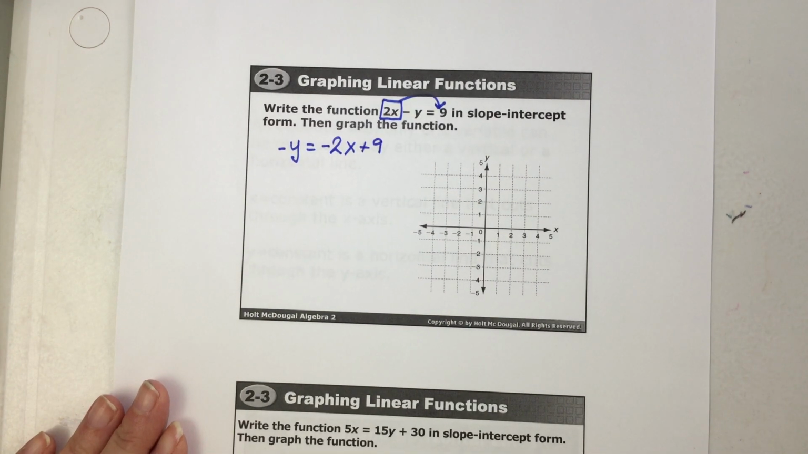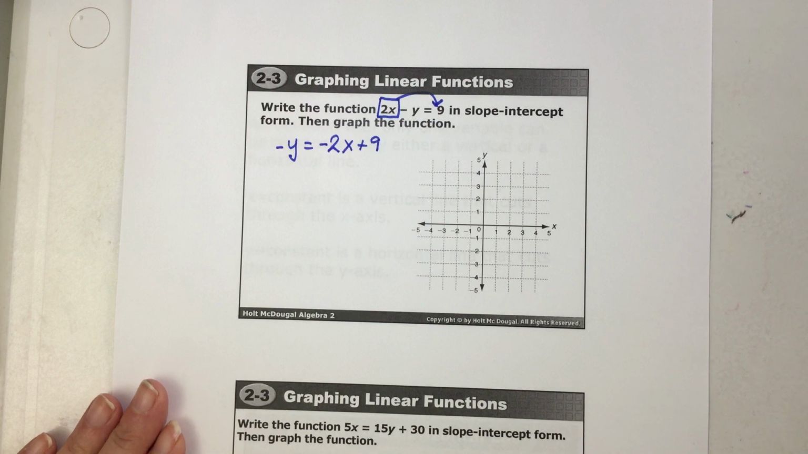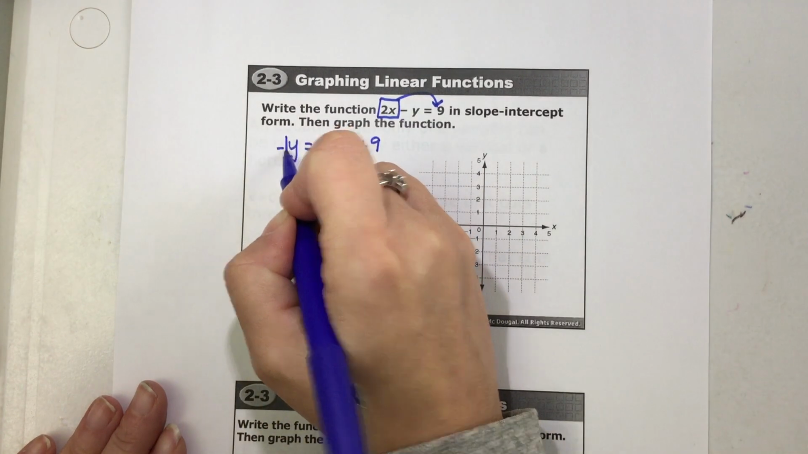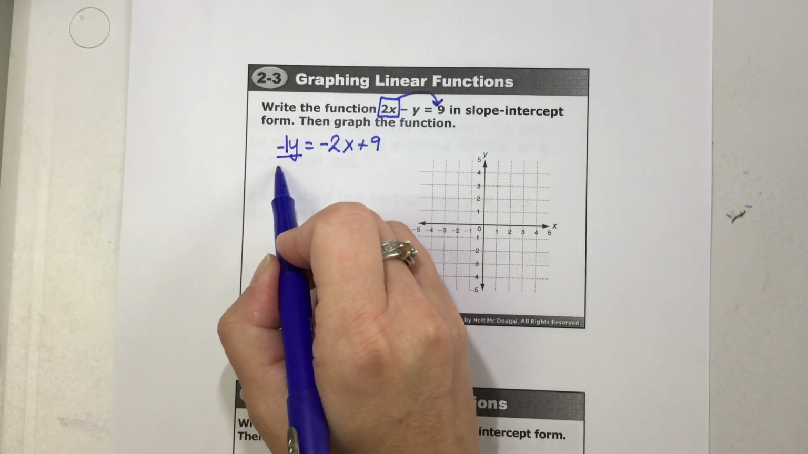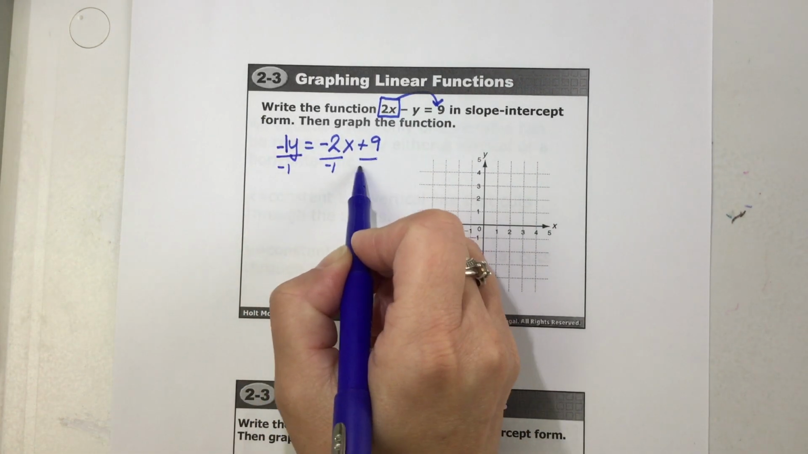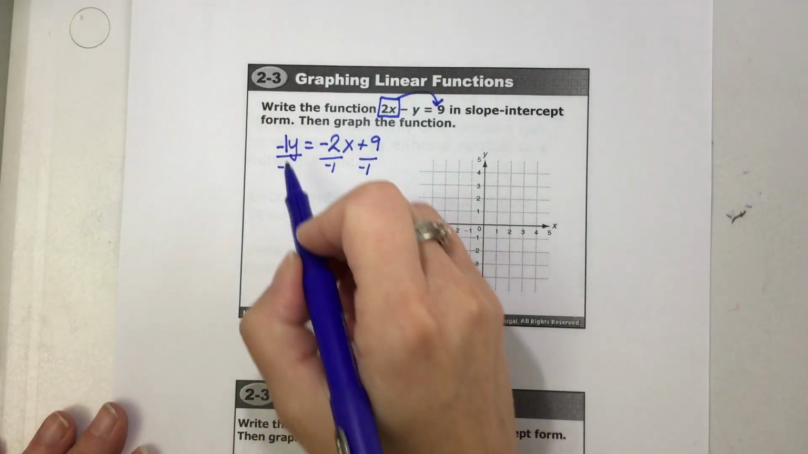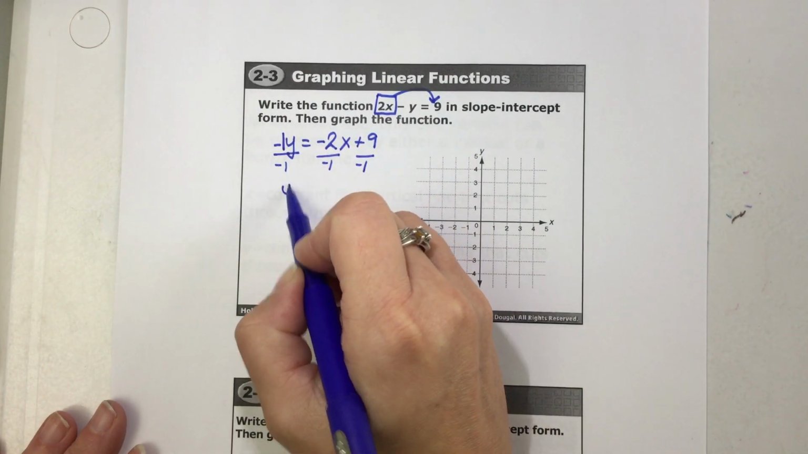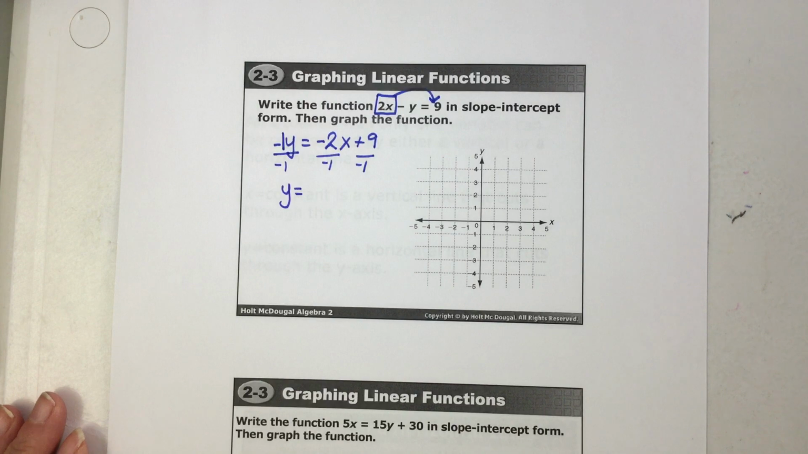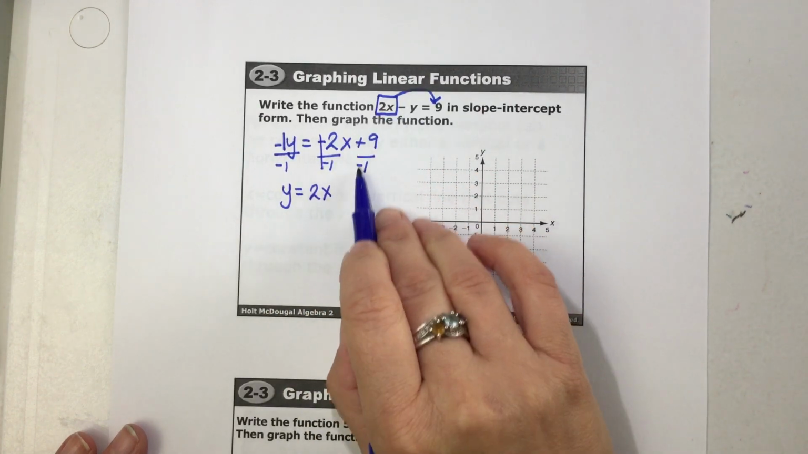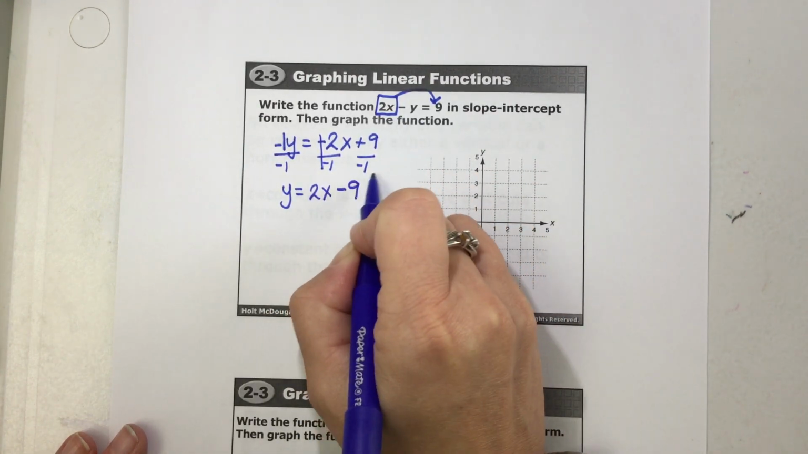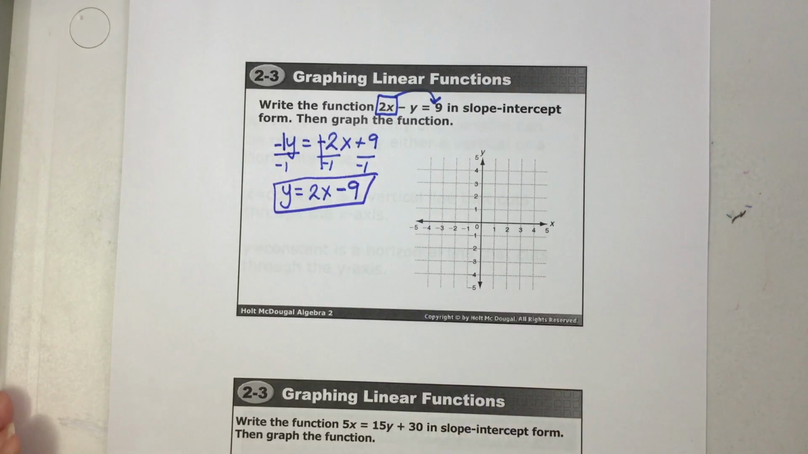I'm not done yet because in slope-intercept form, your y is by itself. This is equivalent to negative 1y. I need to divide every term by negative 1. So negative cancels a negative, so I do have just a positive 1y, and that's what I need. Negative cancels a negative, so this is 2x. Positive divided by a negative is a negative 9. That is your form in y equals mx plus b.